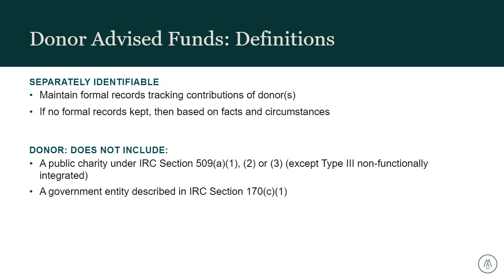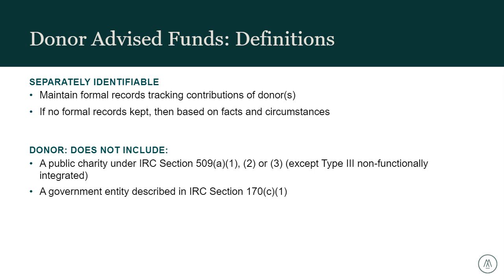So the first definition is separately identifiable. If there are any formal records tracked of the contribution from the donor, that is considered separately identifiable. If there are no formal records, it could still be considered separately identifiable based on facts and circumstances. An example provided in the regs was that the fund or account balance includes investment income on the contributions, includes the distributions, includes administrative expenses, or that the sponsoring organization generally solicits advice from the donor or donor advisor.